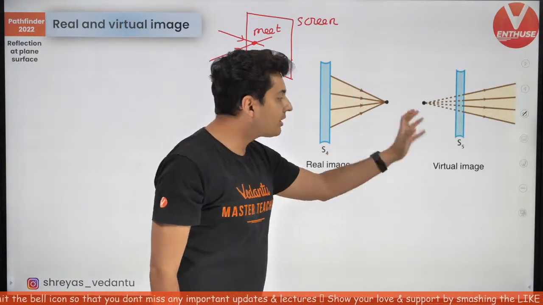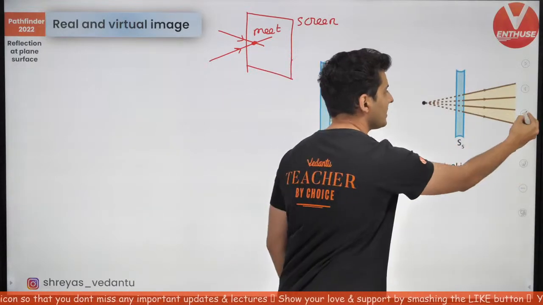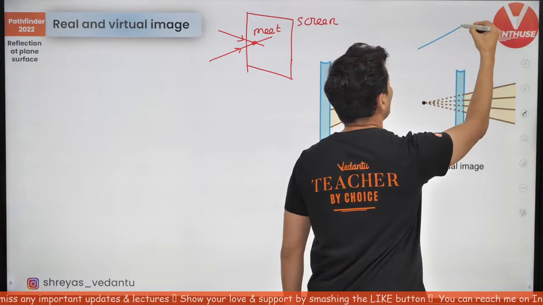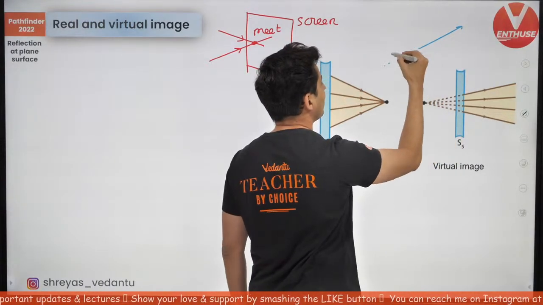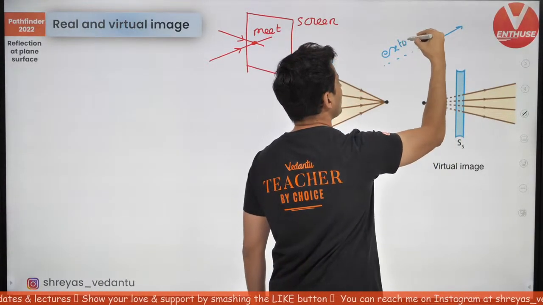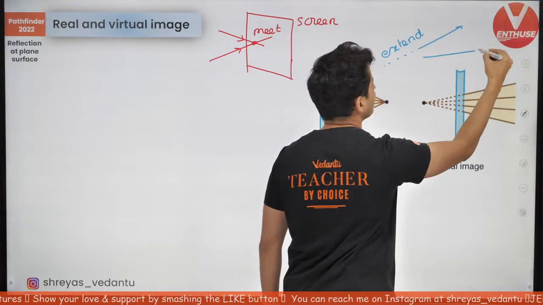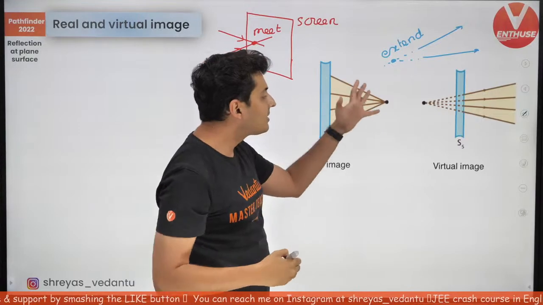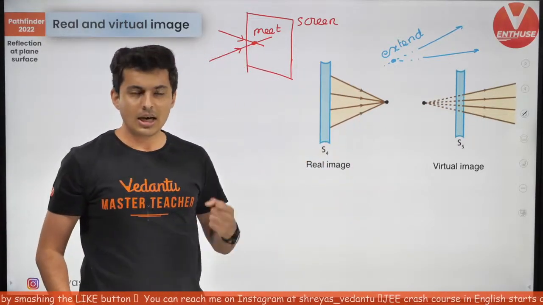Similarly, in a virtual image, what happens is that the rays appear to originate when extended backwards. So you extend the rays backwards. So these are the rays, and you will see they will meet somewhere over here. This is a virtual image.